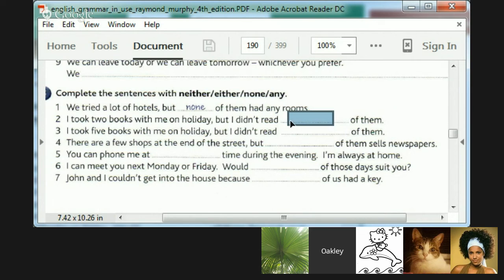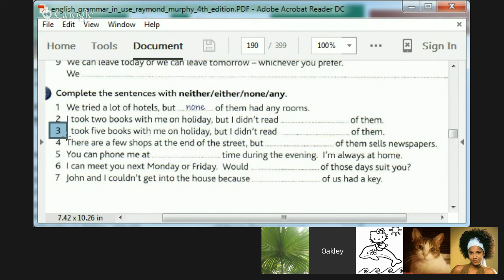Either. Yes, we don't make a double negative. Didn't read neither of them. That means you did read both of them, and so why would you use a double negative? I didn't read either of them. There's 2. That's the key.